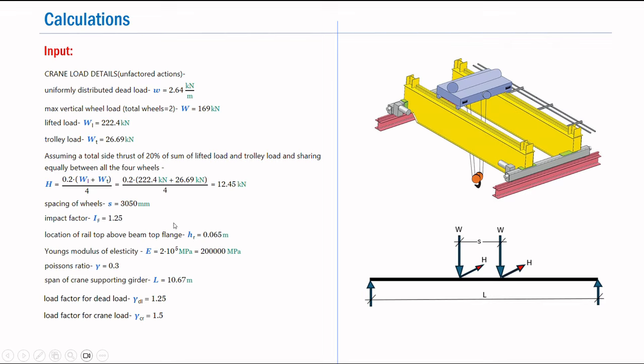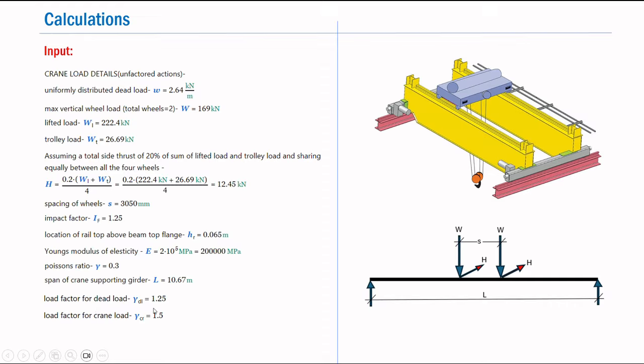The spacing of the wheels S, that is this spacing, is taken as 3050 millimeters, and the impact factor IF, which is used for the evaluation of the design moments about the major axis, is taken as 1.25. The location of the rail top measured from the top flange is taken as 0.065 meters, that is 65 millimeters. The value of E for the beam material is taken as 2 into 10⁵ MPa with a Poisson ratio equal to 0.3. The span of the crane girder L is 10.67 meters.